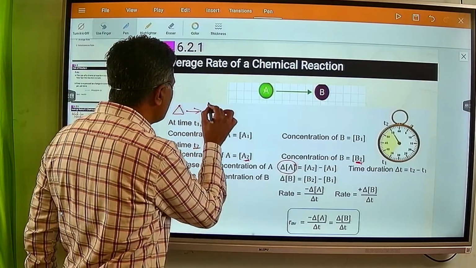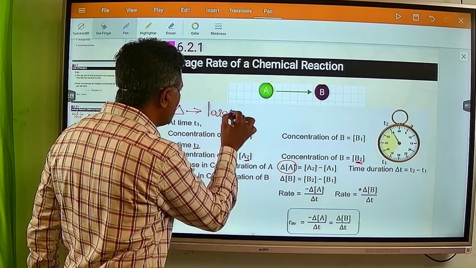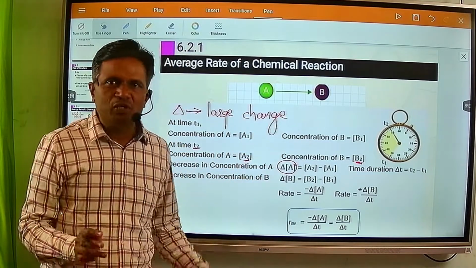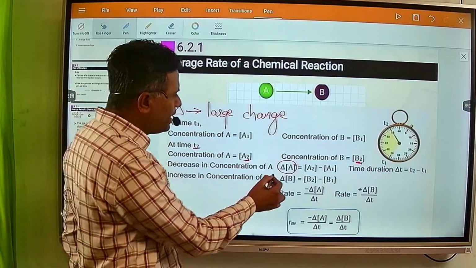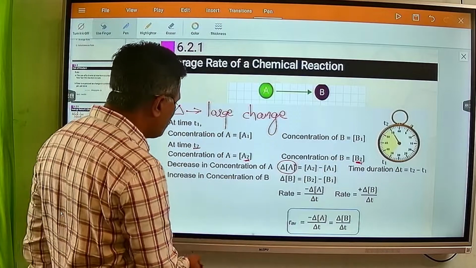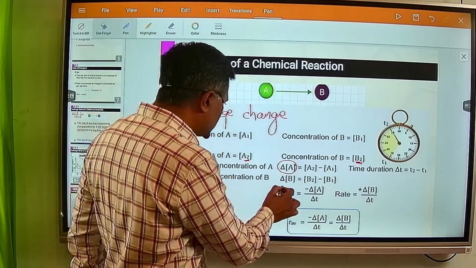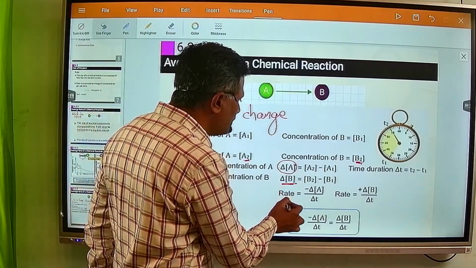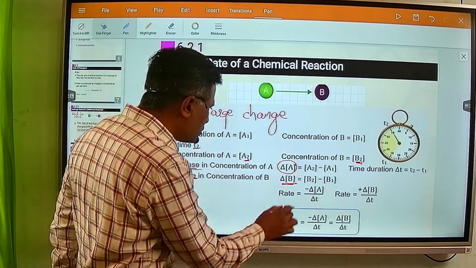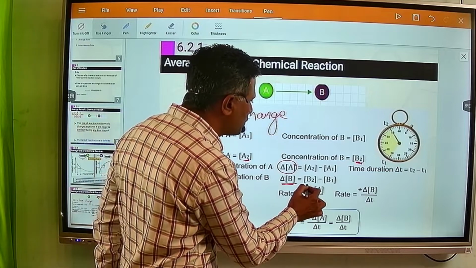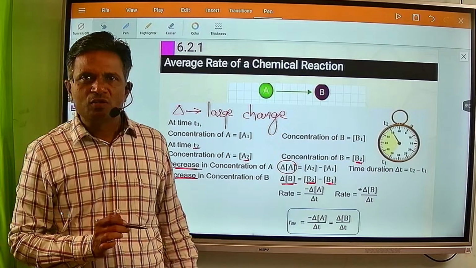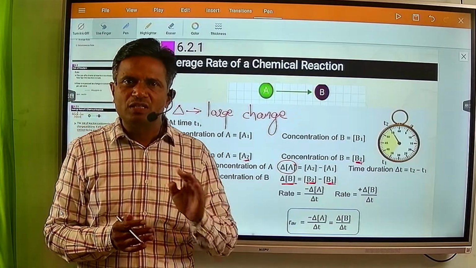That means whenever you use delta, that is related to a large change between two different time intervals. So delta A is equal to A2 minus A1. With respect to product, the change in concentration of B is obviously going to increase. In case of reactant, it decreases. So change in concentration of B is equal to B2 minus B1. Okay, so you have to find out how much change there is in the concentration.